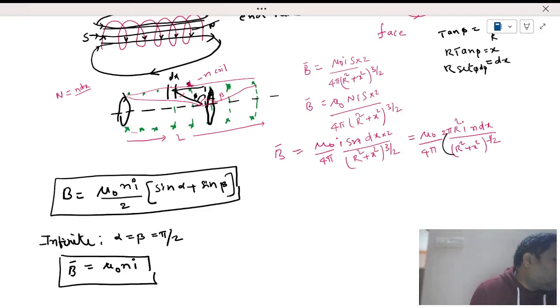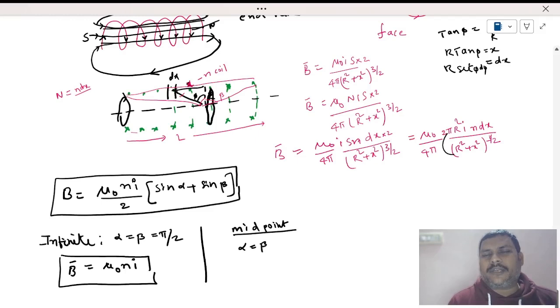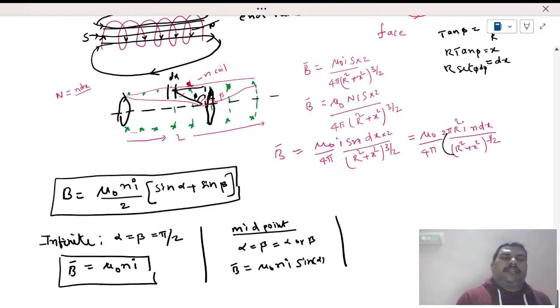Now the case of a solenoid of finite length, at one end or at the midpoint. The next case is finite length and midpoint. That means from the diagram alpha is equal to beta, say some alpha or beta. Then B is equal to 2 sin alpha, that is mu naught Ni into sin alpha. From the diagram, same as the straight conductors, same cases. The only difference is this is a circular coil, whereas there it is a straight line. So here the sin alpha value we can substitute from the diagram.